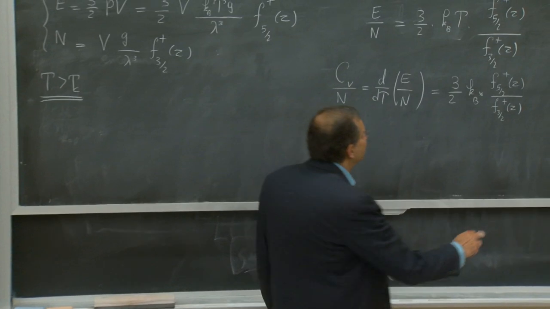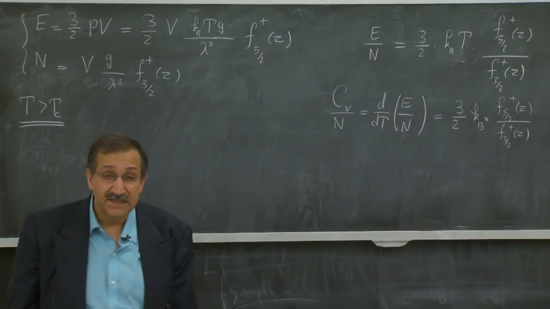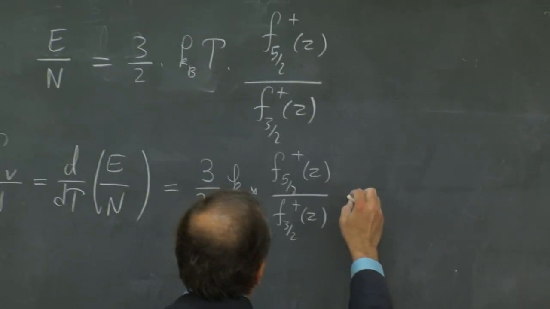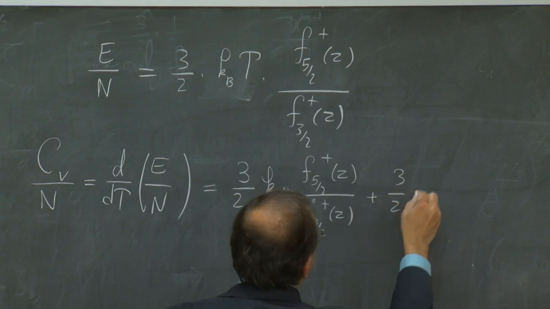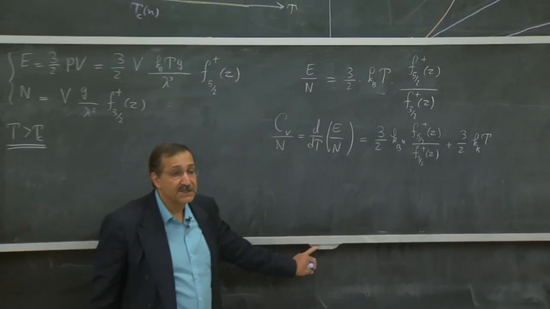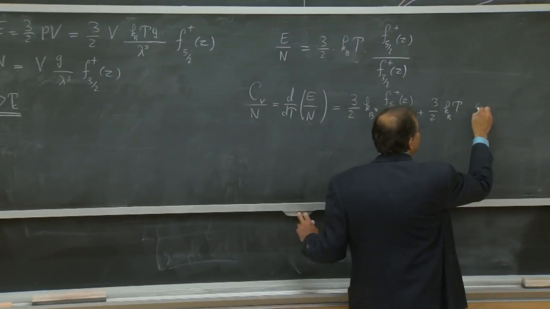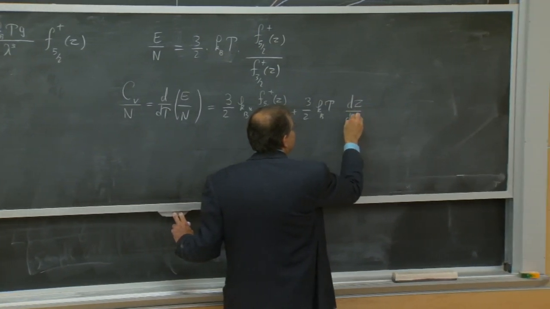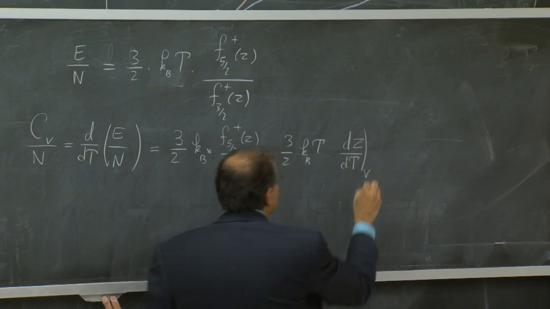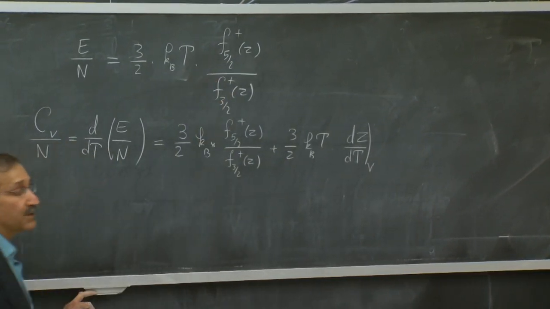Point is that there is also an implicit dependence on temperature because z is a function of temperature. So what I can do is 3/2 kBT, and this is a function of z. And z is a function of temperature. So what I have is dz by dT done at constant volume or number of particles times the derivative of this function with respect to z.